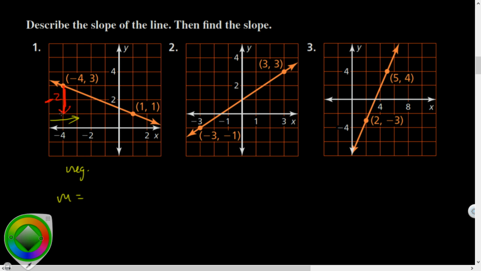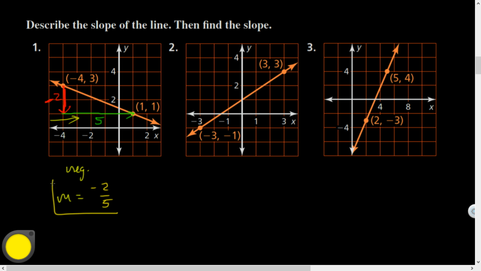And what is the run to go from here across? Might be hard to count from that distance. Looks like 5. So my slope, rise over run, is going to be negative 2 over 5, negative 2/5.